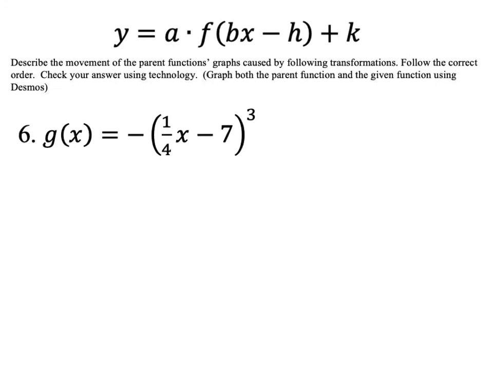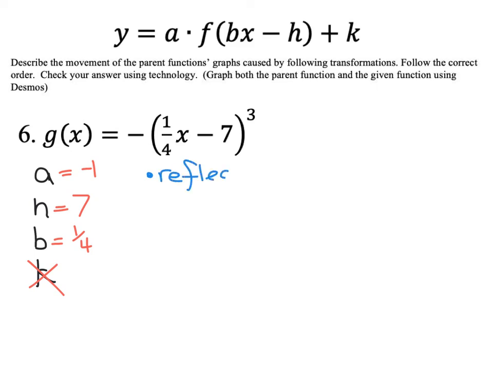Here's another one. Basic function would be a cubic one. So let's see what values we have. AHBK. Do I have an A value? Well, yeah, this time I do. I've got a negative sign. So I'm going to have a reflection. Do I have an H value inside? Yes. Opposite of what you see. So my H value is positive 7. B value, it's what's multiplying. The 1/4 there, and a K value, nothing is added or subtracted to the end. So since A is -1, this is a vertical reflection or a reflection that means it's across the x-axis.